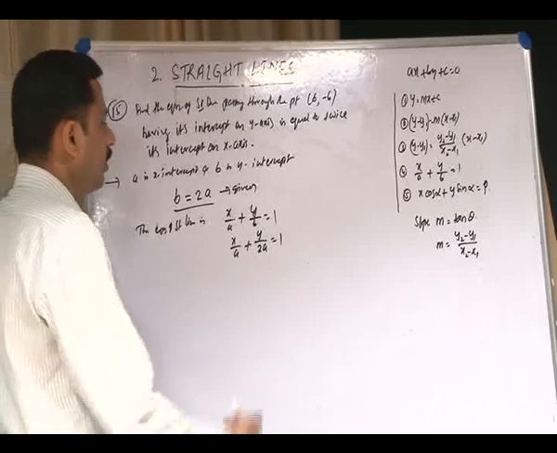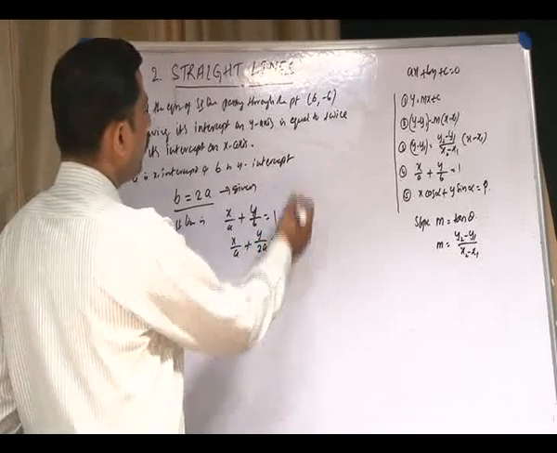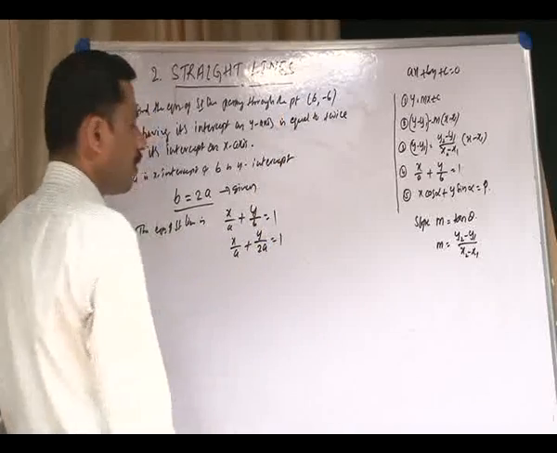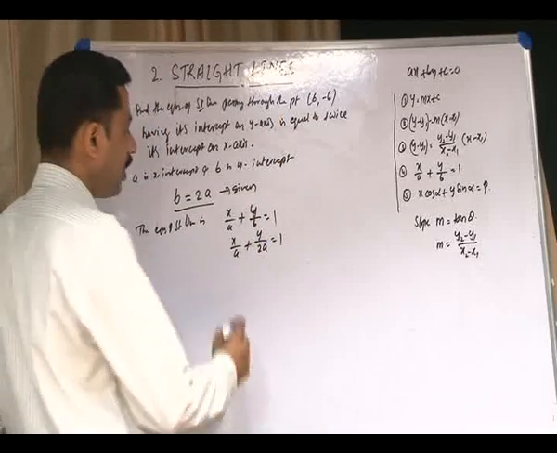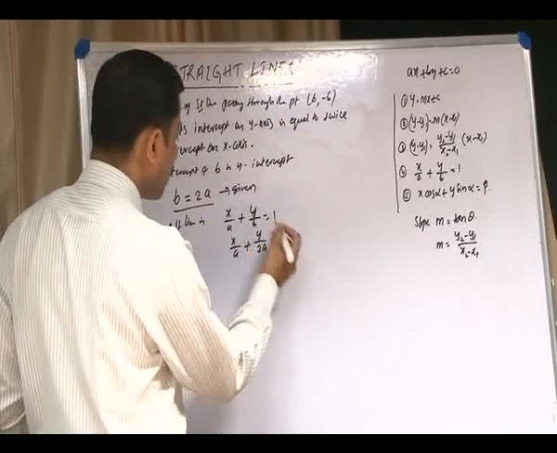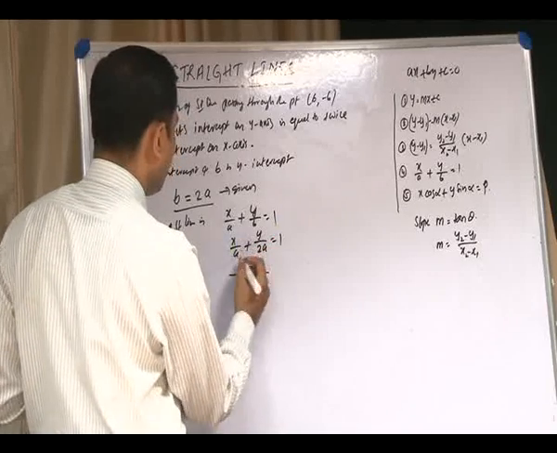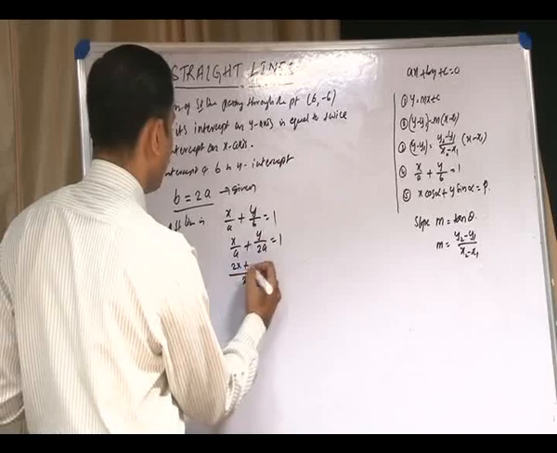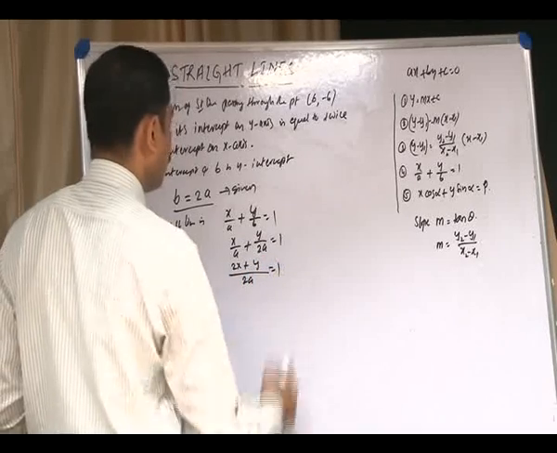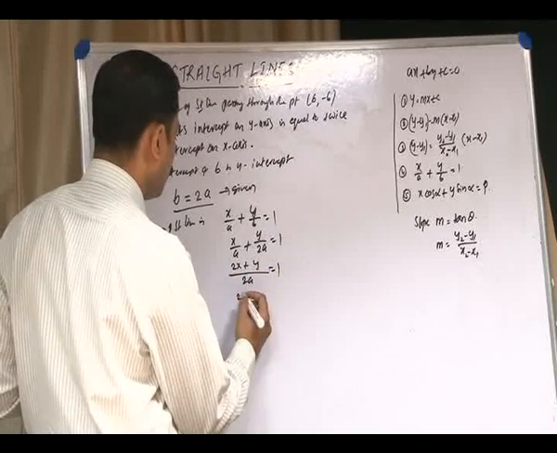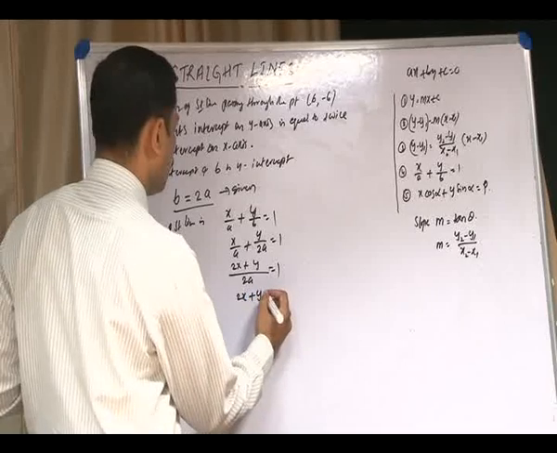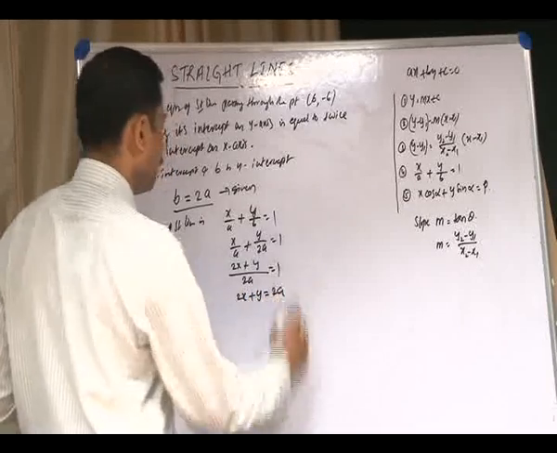Next, this line is passing through the point 6 comma minus 6. Let me simplify once again. Taking the LCM 2a, we get 2x plus y is equal to 2a. You can write it like that.